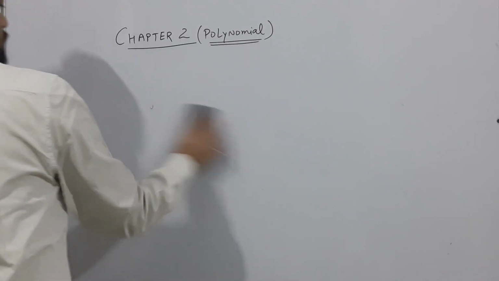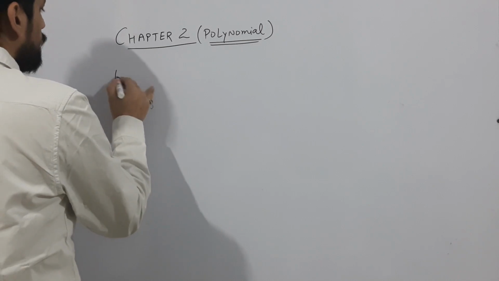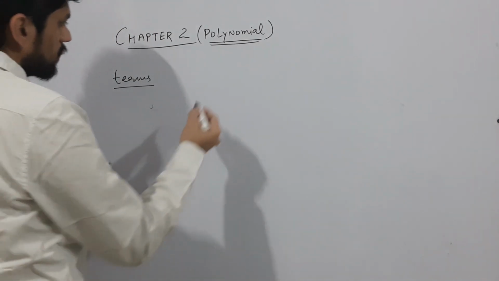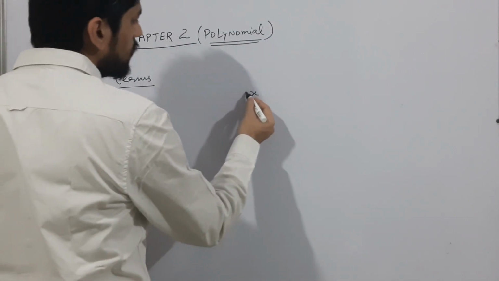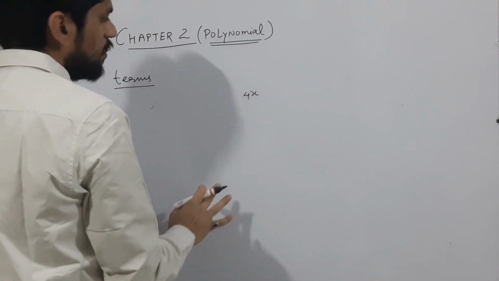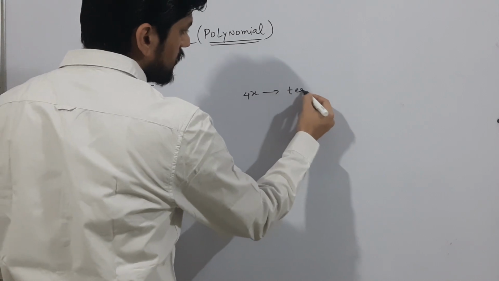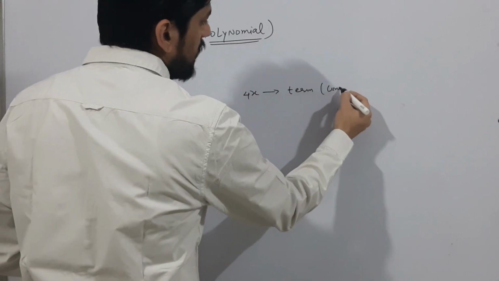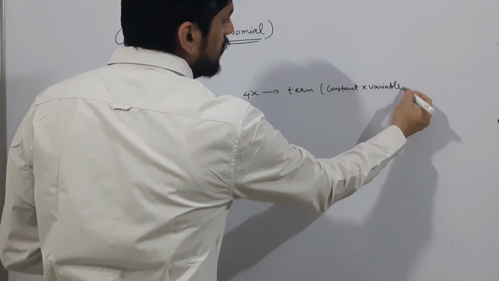So after variable and constant, let us understand the concept of terms. What do you mean by a term? Suppose you take a variable, say x, and you multiply it by a constant value, say 4. So 4 multiplied by x becomes 4x. Now 4x is a term. Term means whenever you multiply a constant value by some variable quantity, it becomes a term.